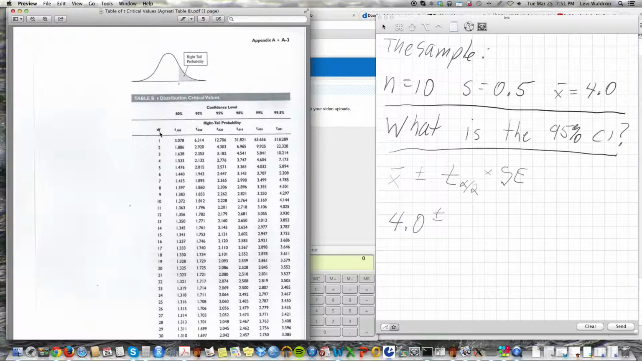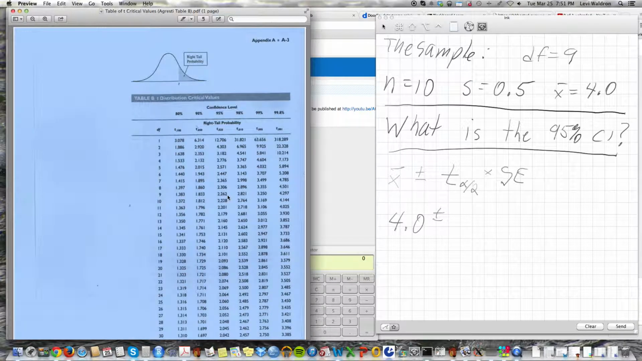Now, we need to know the degrees of freedom. Since n is 10, the degrees of freedom is n minus 1. I'll just jot that down. Degrees of freedom equals 9. So I'm going to look under this 95% column till I get to 9 degrees of freedom, which is 2.262. So 2.262 times the standard error, and the standard error is the standard deviation, 0.5, divided by the square root of 10.